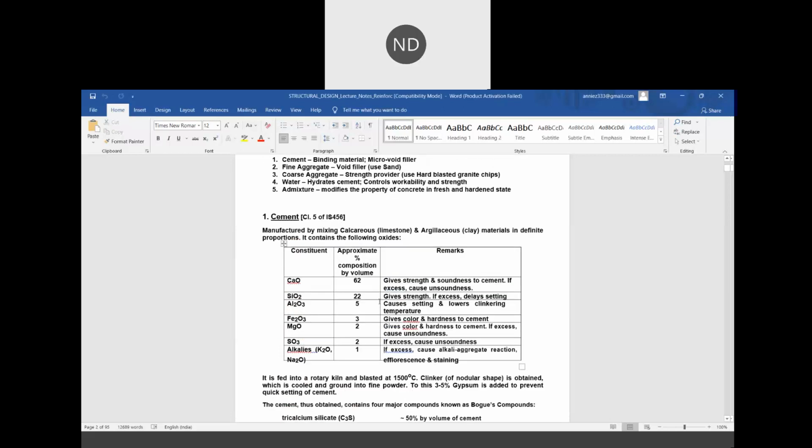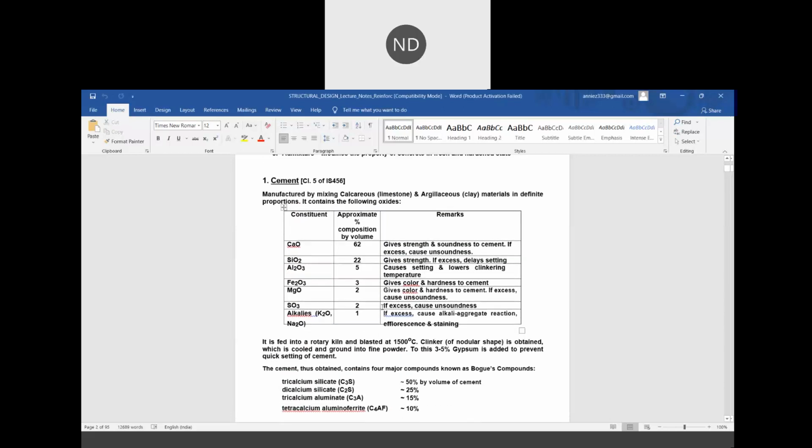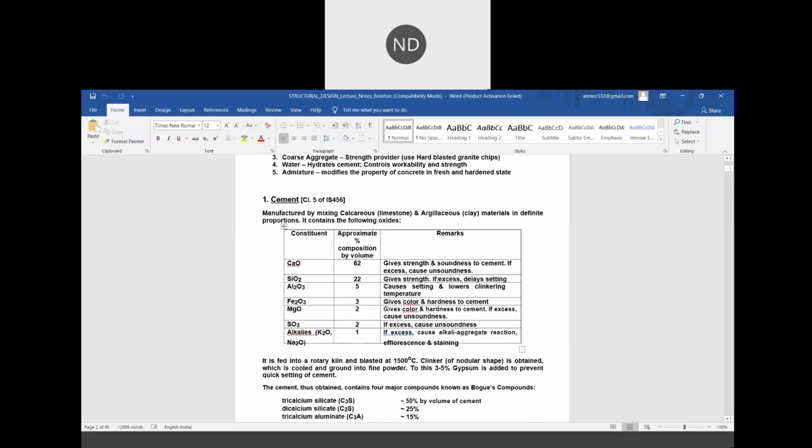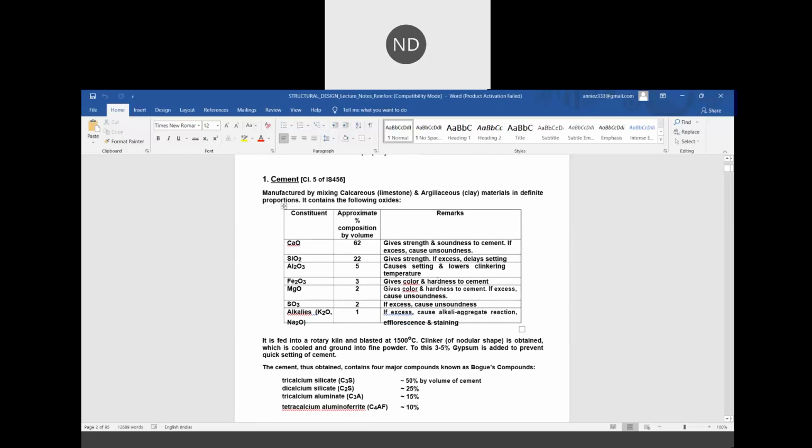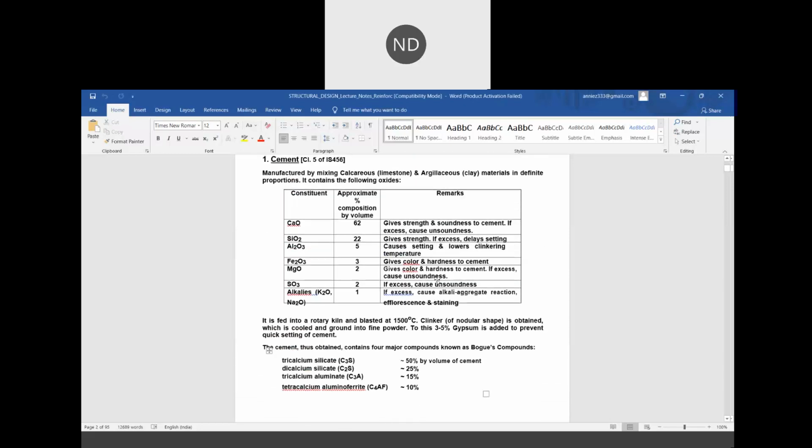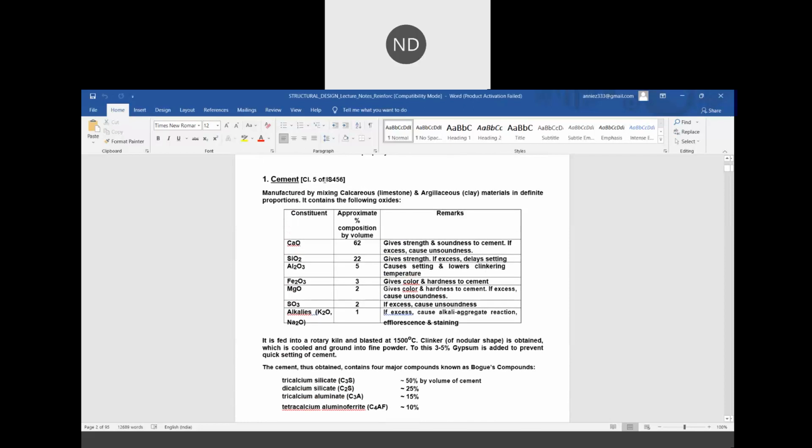Okay, last class we were talking about the basic properties of materials. On that, we talked about cement. These things, I told you, are in your IS code, IS 456. You should have your IS code with you, right? This one is your IS 456, IS 456 2000.